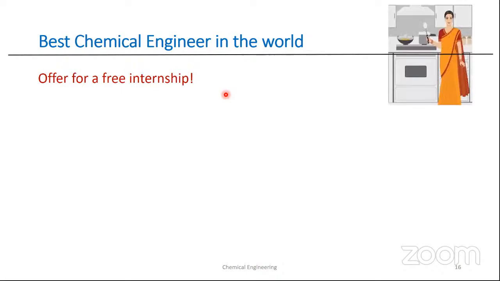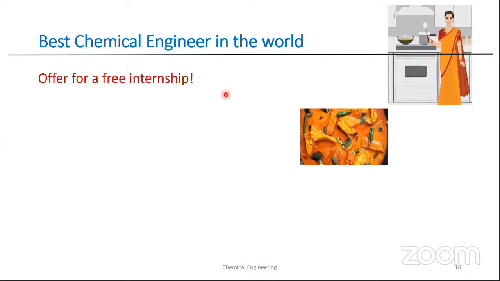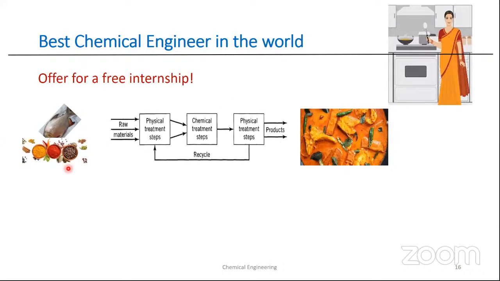And who is the best chemical engineer? That's our mother. So she does the best chemical engineering. All the mothers, I don't know how, but God gave them some sort of ability to do chemical engineering on a daily basis, multiple times. For example, she wants to prepare fish curry, very nice fish curry. What she has to do, she has to get some raw materials, the fish and other ingredients for that. And she does some physical pre-treatment, where she has to cut the fish, clean it, wash it and cut it.